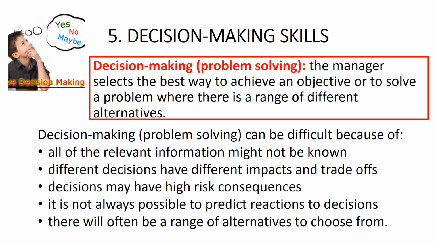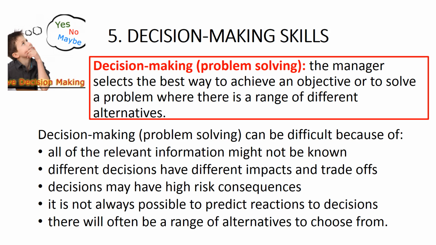Secondly, different decisions have different impacts and trade-offs. It's very rare for a decision to be absolutely clear-cut, so that a manager can be absolutely certain that that decision is the right one. Instead, most decisions have advantages and disadvantages, and a manager needs to weigh up those advantages and disadvantages in choosing what decision to make. Thirdly, some decisions have very high risk consequences.